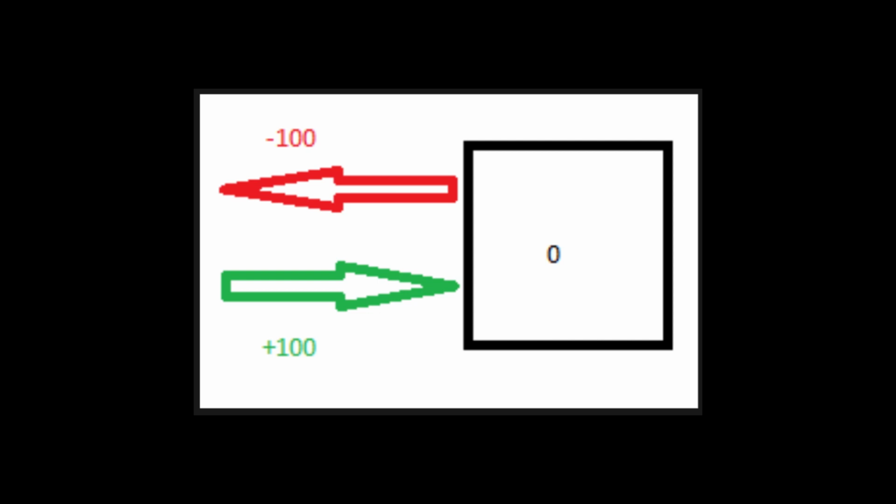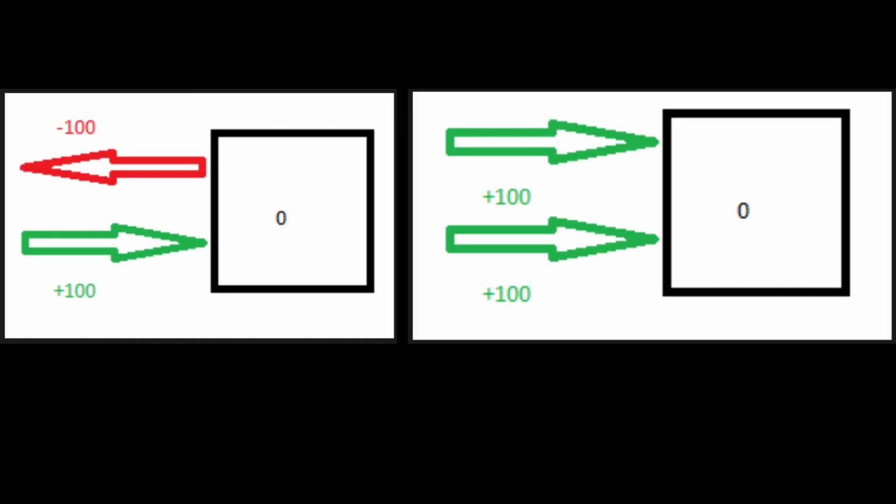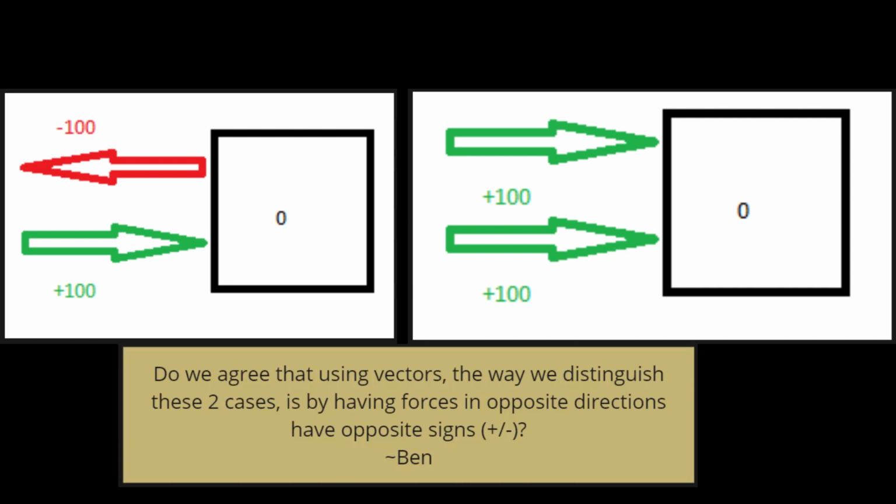Do we agree that the force pushing to the right still exists? We agree that the force pushing to the right still exists so long as it wasn't a temporary push that was taken away. Do we agree this is different than the diagram on the left? Yes. Do we agree that using vectors, the way we distinguish these two cases is by having forces in opposite directions have opposite signs, plus or minus?